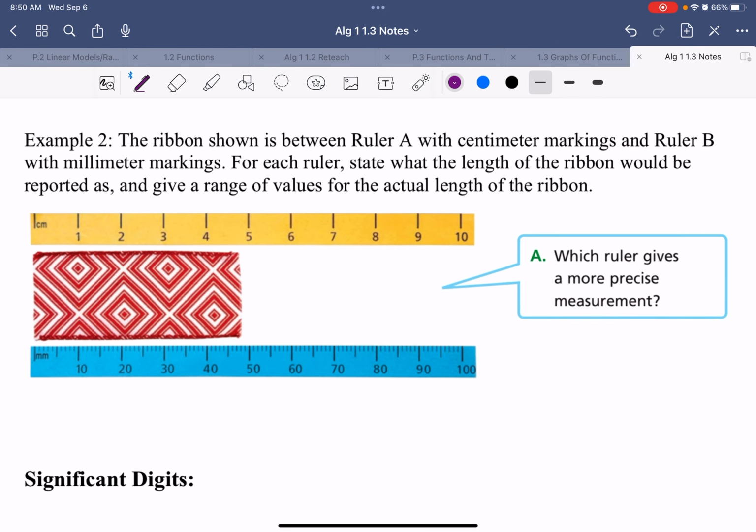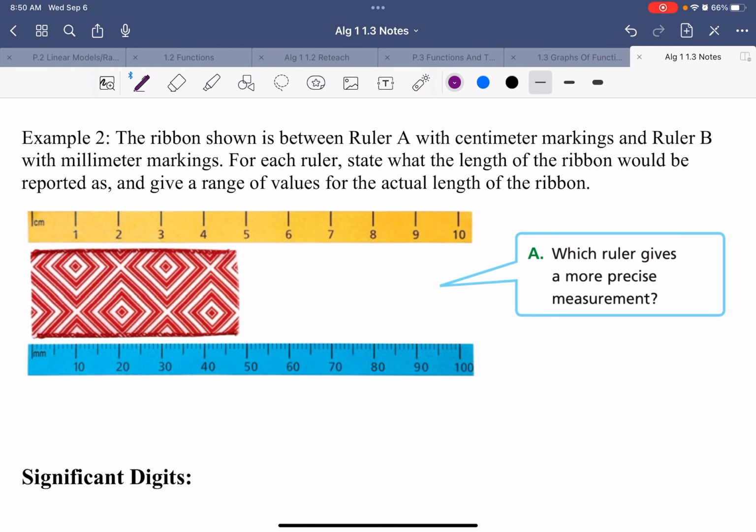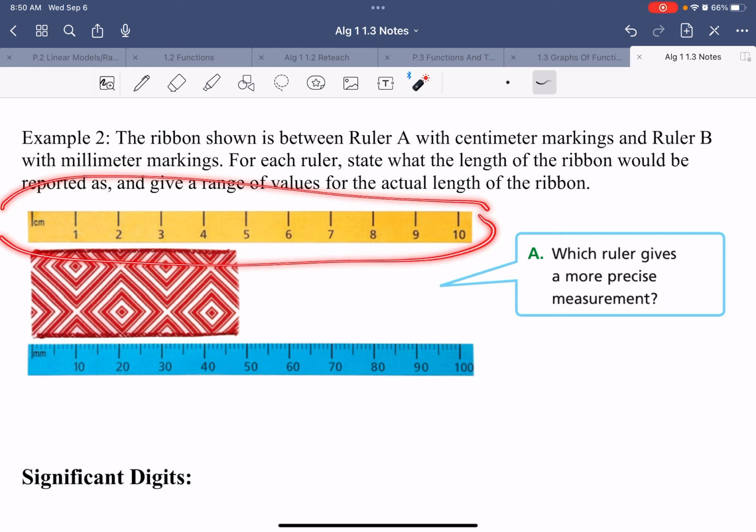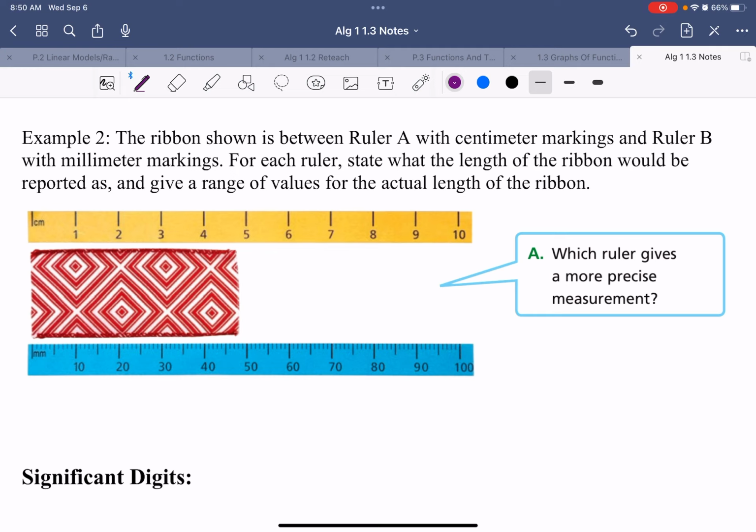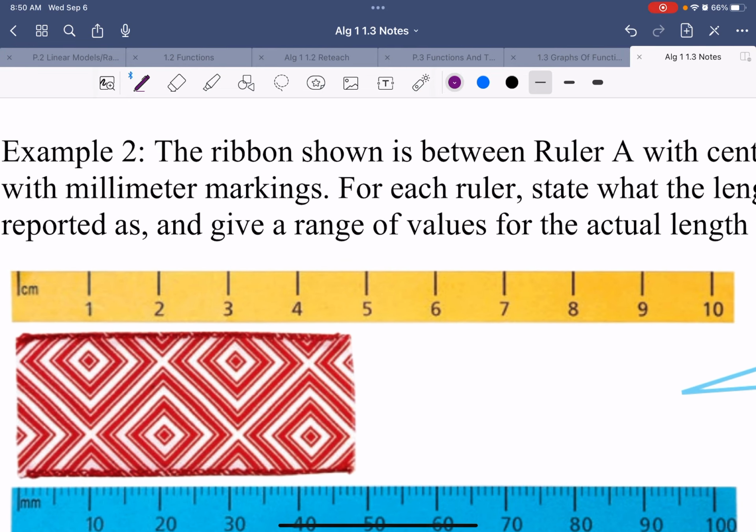Okay, so here we look at another one. You can only be as precise as the device you're using. Here we're measuring this ribbon with 2 separate devices. We have first the yellow tape measure up here. The only marked off units are centimeters, so I can only measure to the nearest centimeter. Looking at this yellow ruler, it looks like this one's closer to 5. So using the yellow ruler, I would say 5 centimeters.